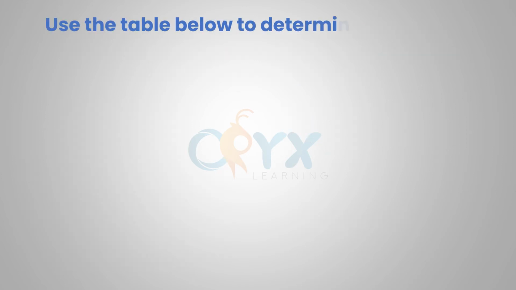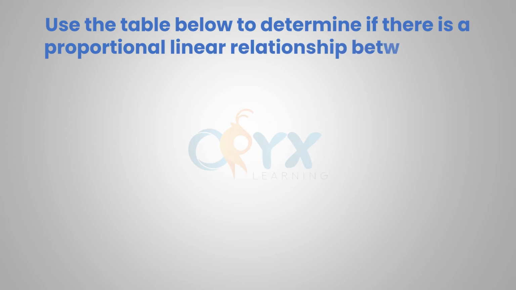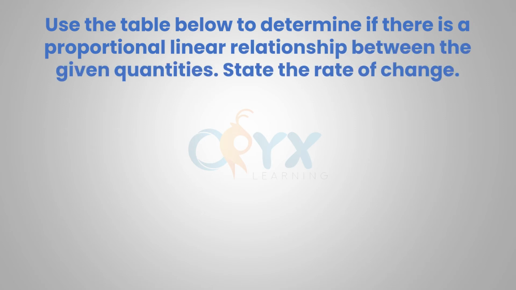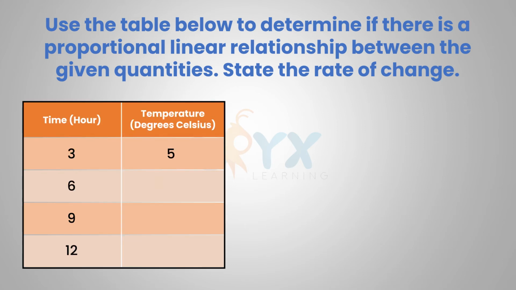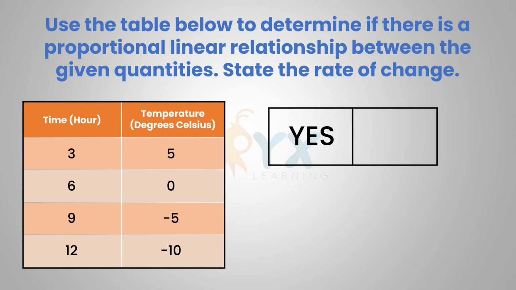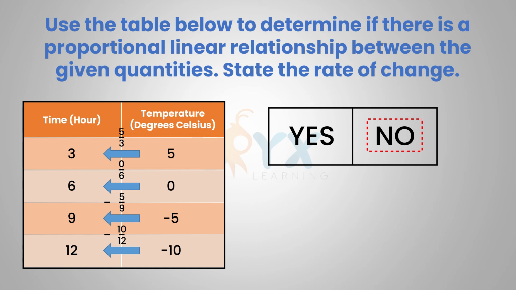Use the table below to determine if there is a proportional linear relationship between the given quantities. State the rate of change. So in this one, for a proportional linear relationship, we have to make sure that it not only has a constant ratio, but it also has a constant rate of change. In this case, if we look at the temperature over time, 5 over 3, 0 over 6, -5 over 9, and -10 over 12, those values are not the same, therefore it's not proportional.